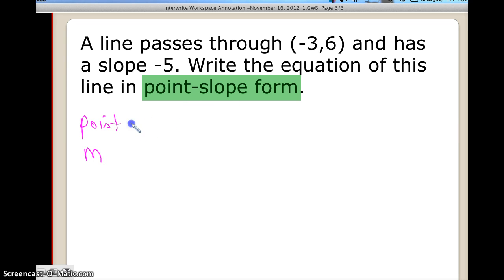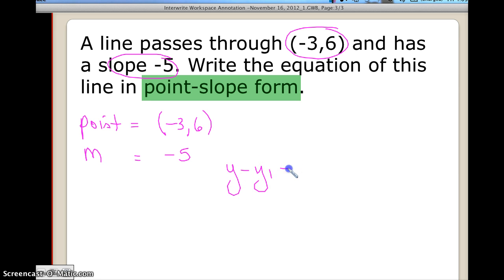They gave you a point, -3, comma 6. Sometimes they give you 2 points and you can pick whichever one you want. And they also told us that the slope is equal to -5. Right here and right here are the two pieces of information we need. So let's go ahead and write down the standard form for point slope is y minus y1 is equal to m times x minus x1. Substitute in for your m, your x1, and your y1.